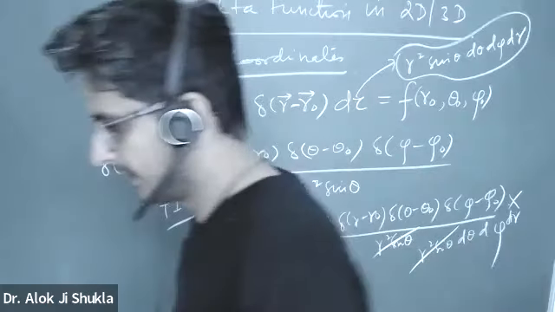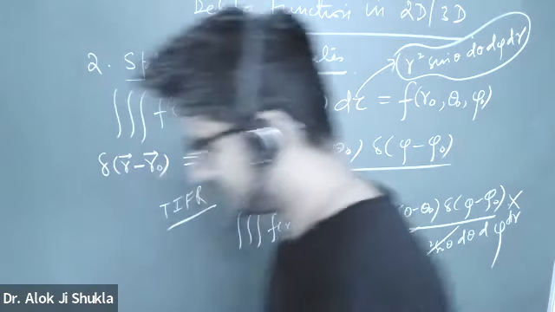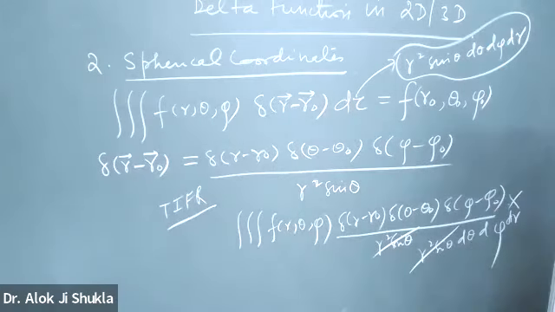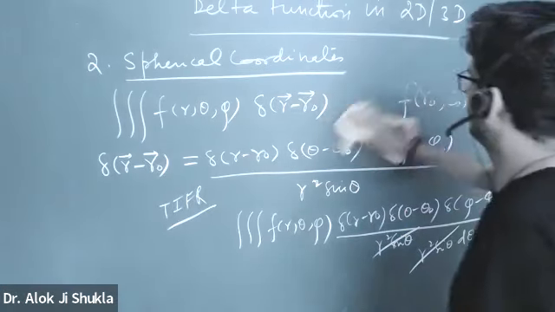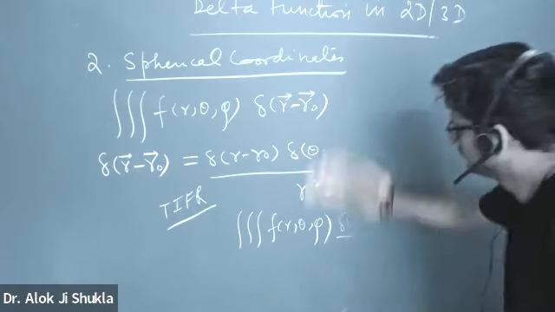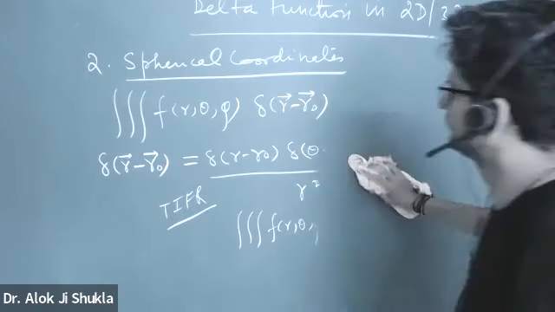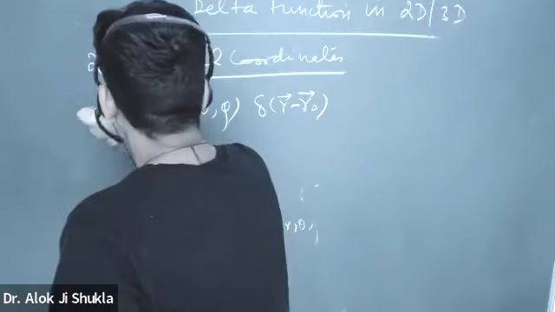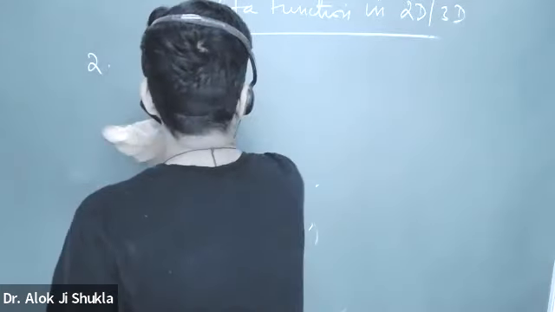Okay. Then what is left out? Cylindrical? Yes sir. Let's go for cylindrical. Cylindrical is rho, phi, z. Below there will be a rho in place of r square sin theta.